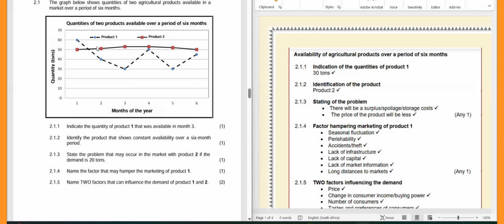This is 50, and I think here it can be 51 or 52, then 52 or 51, then there's 50 again. Unlike this one where it goes like 60 tons, then 40 tons, 30 tons, then 50 tons. This one is not consistent. But product 2 is consistent, stays between the 50s, you know. So this one is consistent. So that means that's product 2.